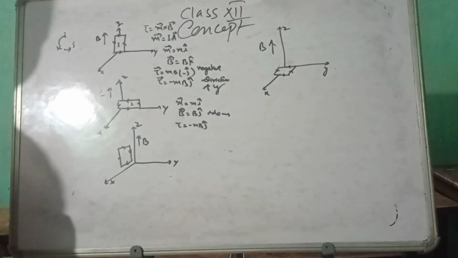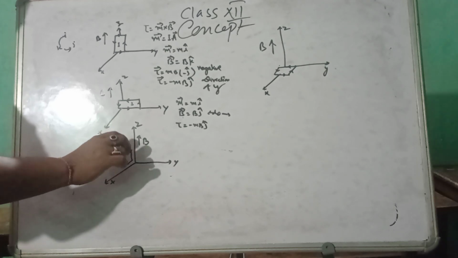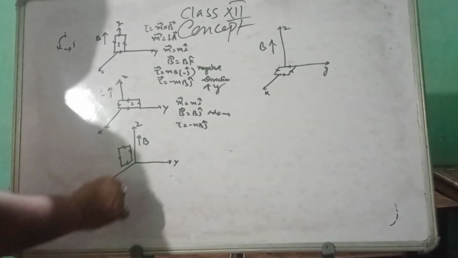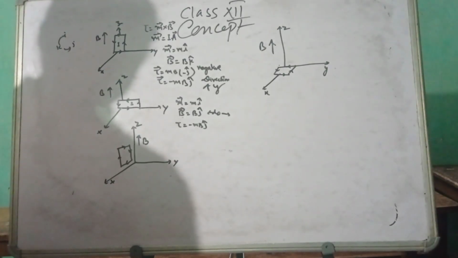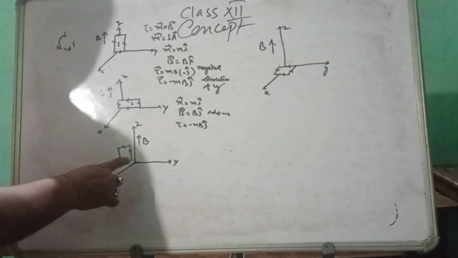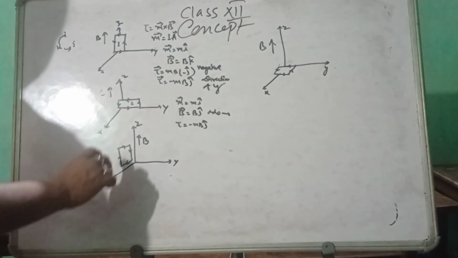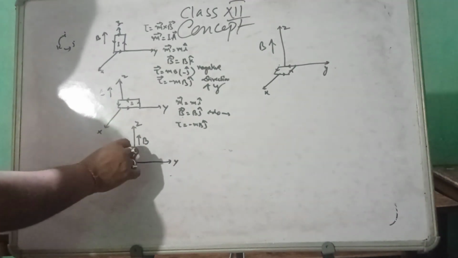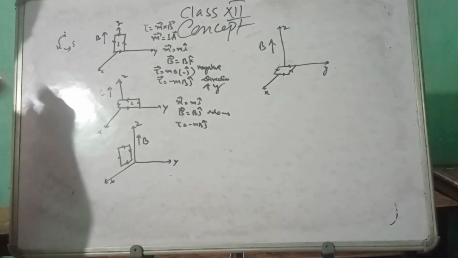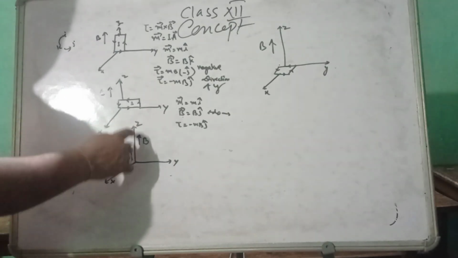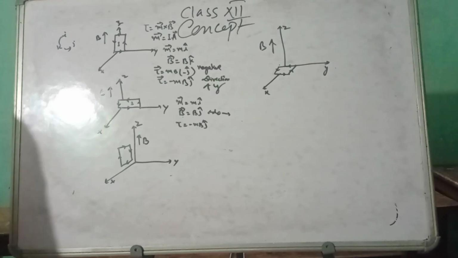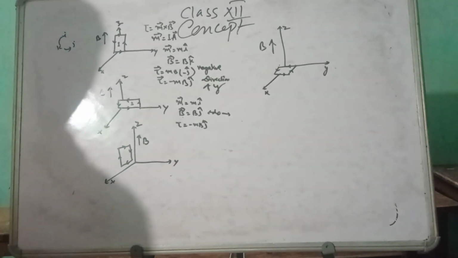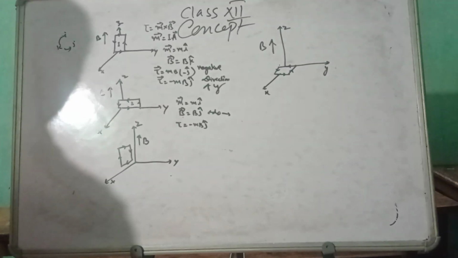Now in this case you see that the current is flowing in the clockwise direction. So this is in the YZ plane. Current is flowing clockwise, so this is in the YZ plane.